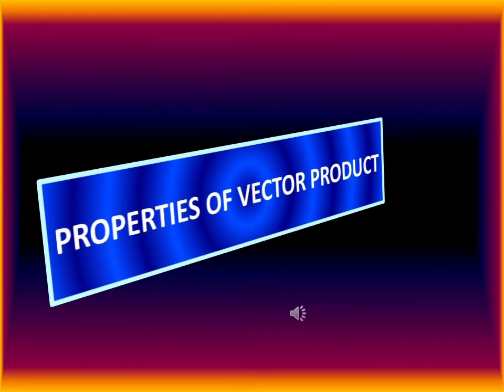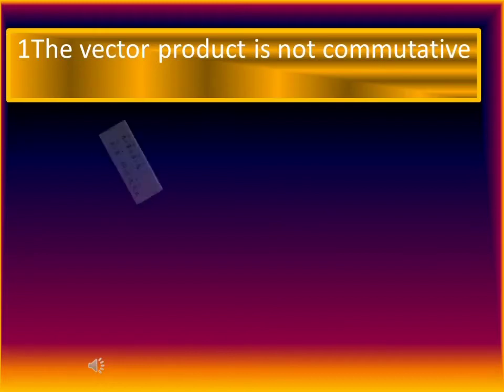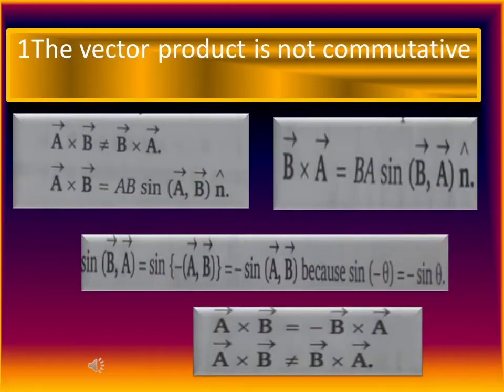Properties of vector product. Property number 1. The vector product is not commutative. That is, vector A cross vector B is not equal to vector B cross vector A. And what is vector A cross B? Vector A cross B is equal to AB sin(A, B) n cap. And if the order of the vectors is reversed, the vector product will be vector B cross vector A, which is equal to BA sin(B, A) n cap.